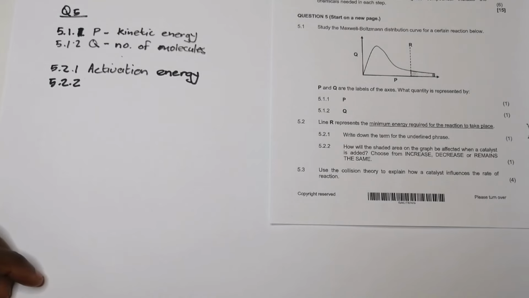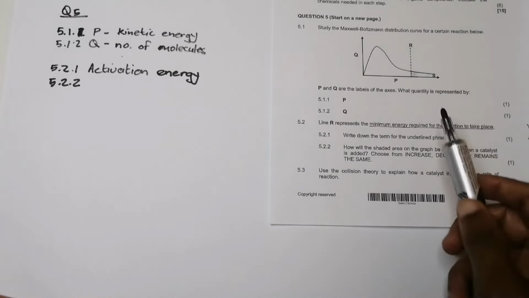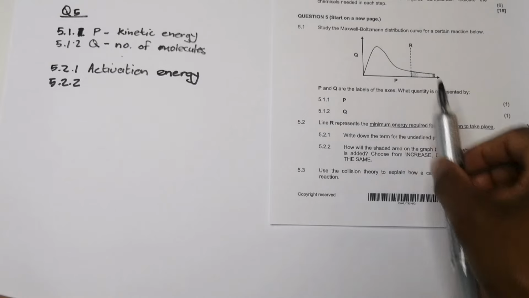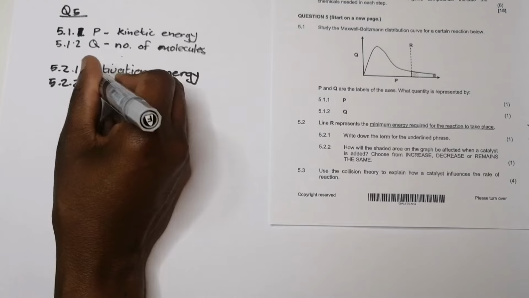Okay, they say how will the shaded area on the graph be affected when a catalyst is added? Now remember, the moment we add a catalyst, it lowers the activation energy. I'm not going to explain much about it. So the shaded area would actually increase.